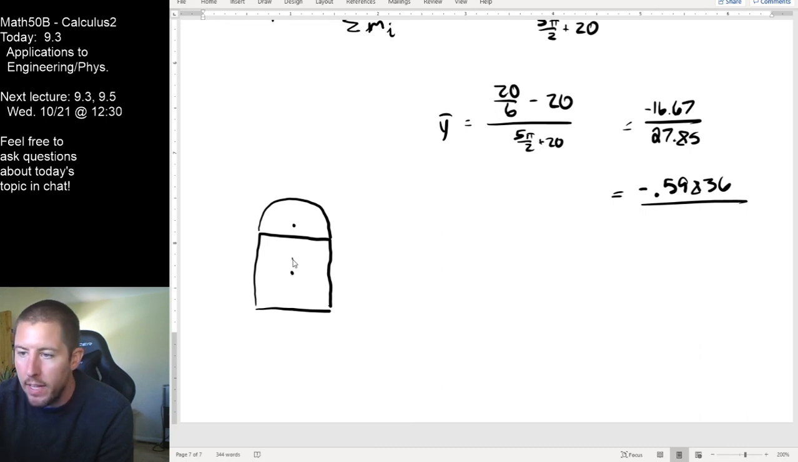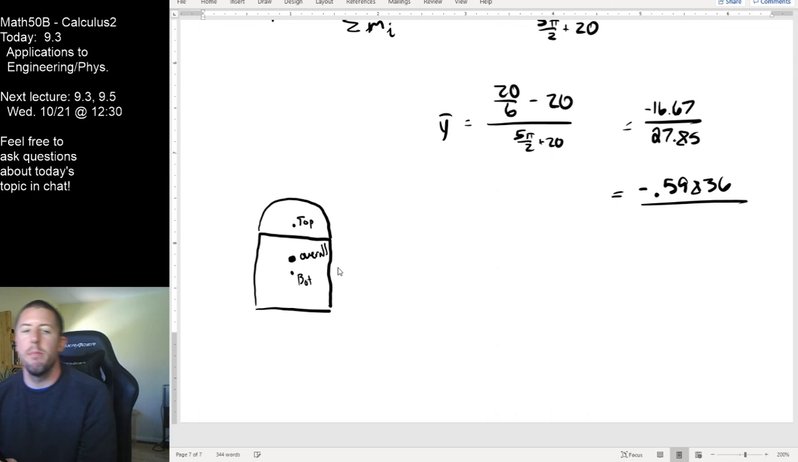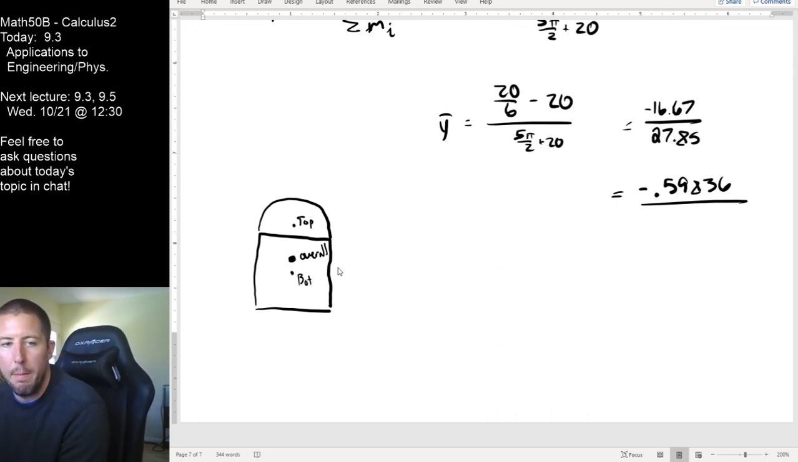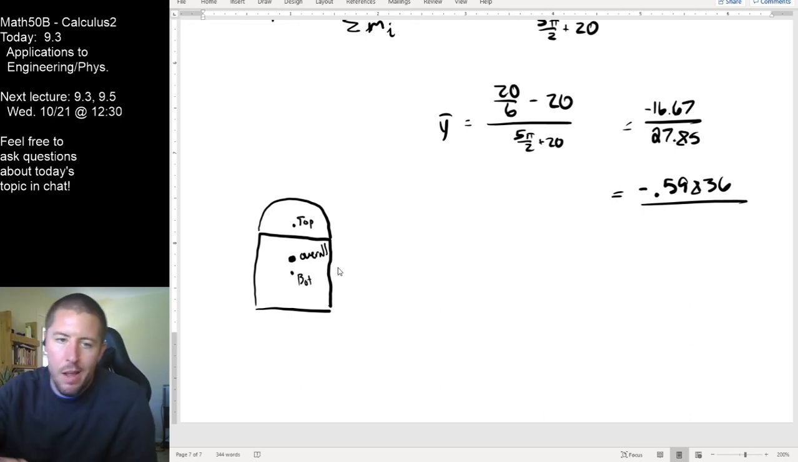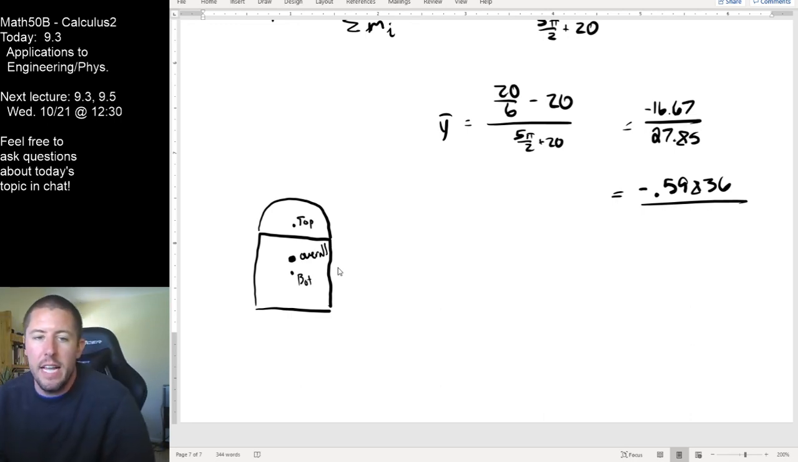So our final answer is right here. This is our top, this is our bottom, this is our overall right there. And I think that's pretty believable to me, because we should have more of a y value influence from the bottom part than from the top part, because there is more area down there. There's uniform density everywhere, so the density doesn't come into consideration here.